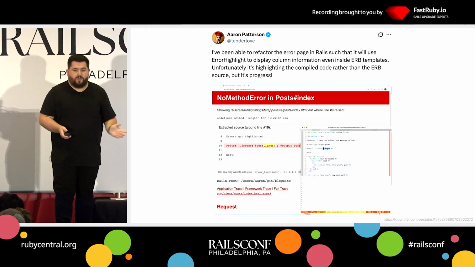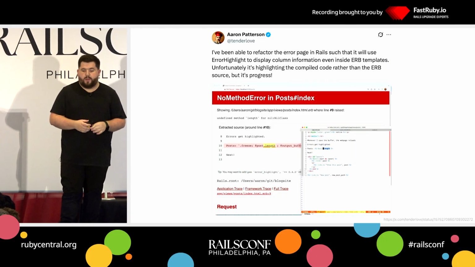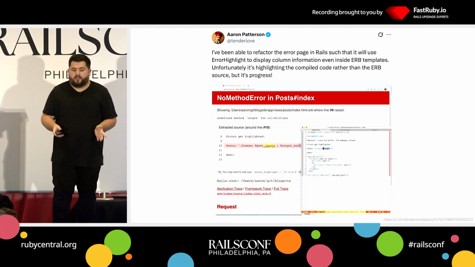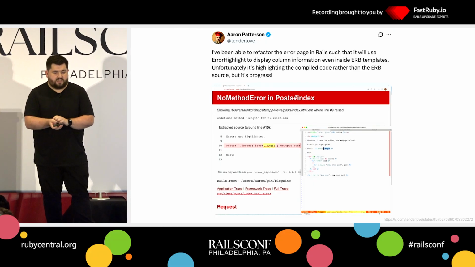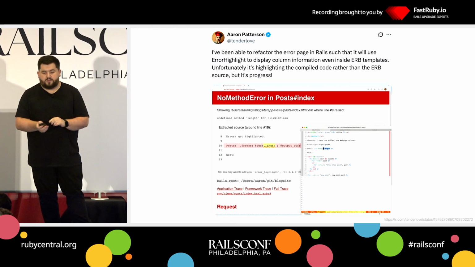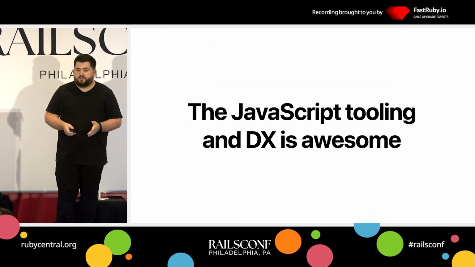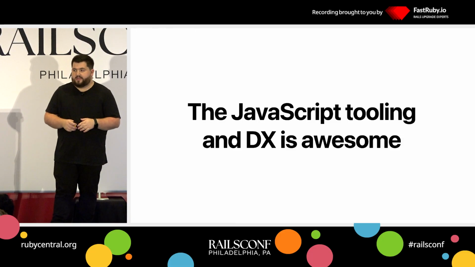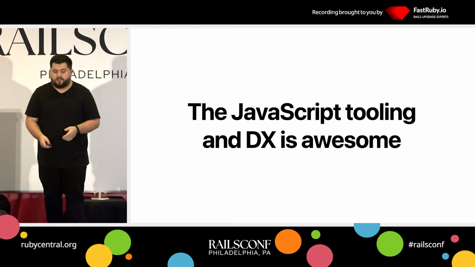There has been some work to make this better, obviously. I think Aaron and John worked on this. But it's still not to the point where you can easily see what's wrong in most cases. Especially syntax errors are quite tricky to figure out. But in the JavaScript ecosystem, they have really awesome tooling. And that's something we can look at, take inspiration from, and bring over to Rails.